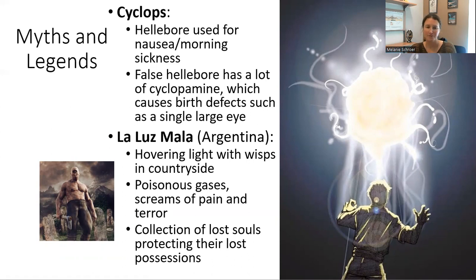And so it is thought that this wispy light, this bad light, is essentially a collection of lost souls who, for whatever reason, did not get a proper burial. And so they are remaining here as opposed to moving on to whatever is after this life, in order to protect their lost possessions. And so if you go back during the day to that same spot where the Luz Mala was, the light and the poison will be gone, and maybe you can find the lost soul's treasure in the same spot.